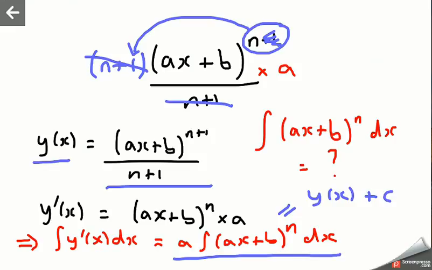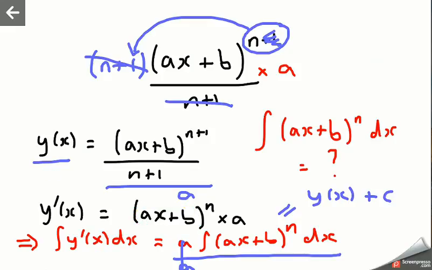So what do I do if I just want the antiderivative of (ax + b)^n? Well, I better divide both sides by a. And that's what I'll do. In short, when we are taking the antiderivative of (ax + b)^n, we need to divide by a, because when you differentiate some power of ax + b, you're going to be multiplying by a due to the chain rule.